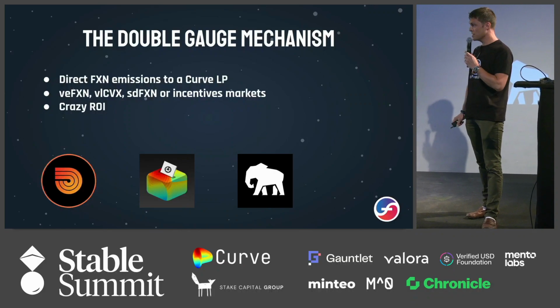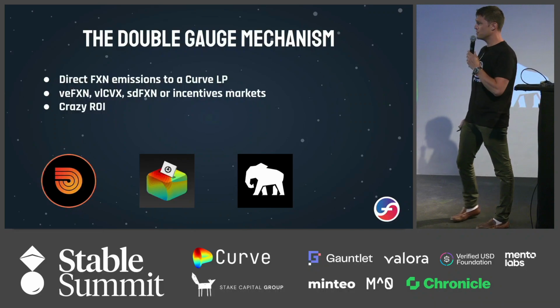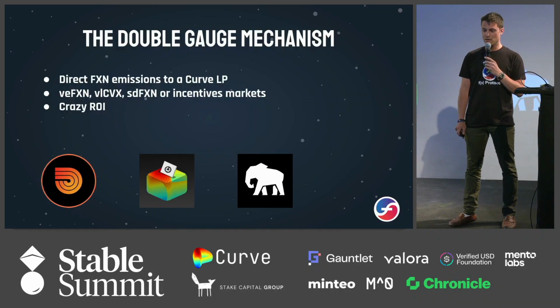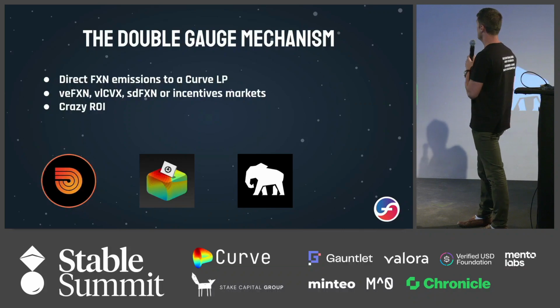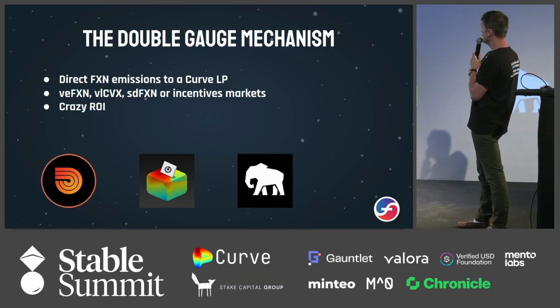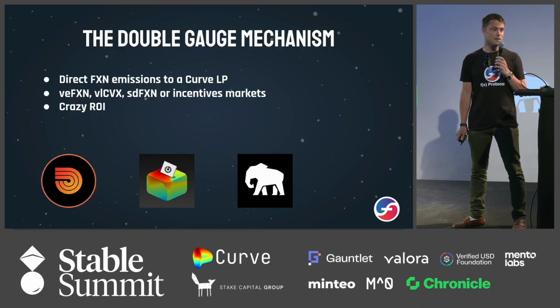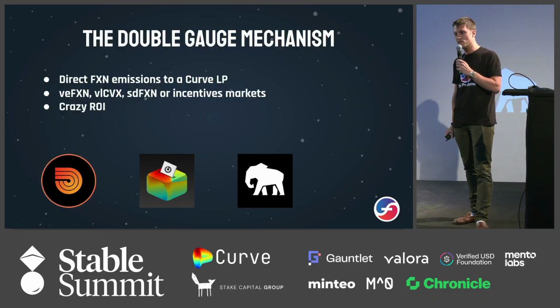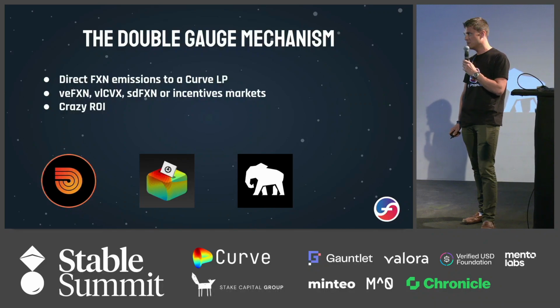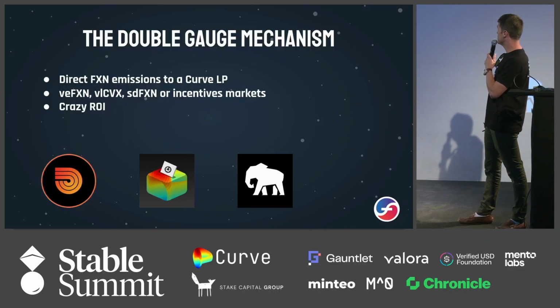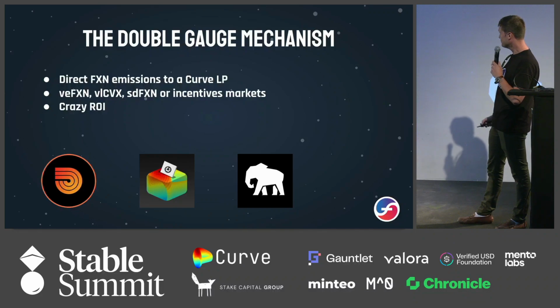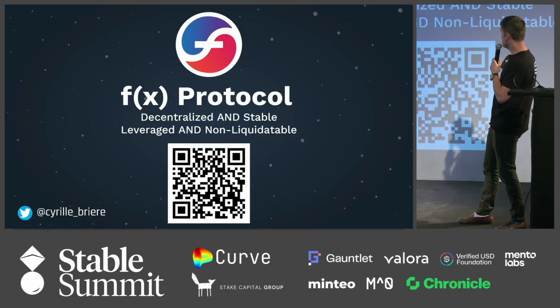And since it's a double gauge, we call it double gauge because it's on Curve, and you can also have a CRV gauge if you want, if you have veCRV or vlCVX, for instance. And to direct incentives, the voters are either veFXN, because FXN is a ve token, or vlCVX, because f(x) Protocol is integrated into Convex for both LPs and governance tokens, or also StakeDAO's FXN. So yeah, that's basically it.